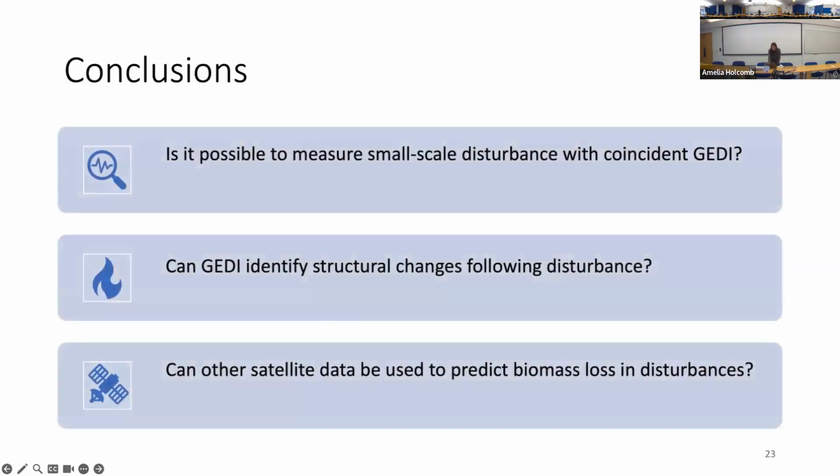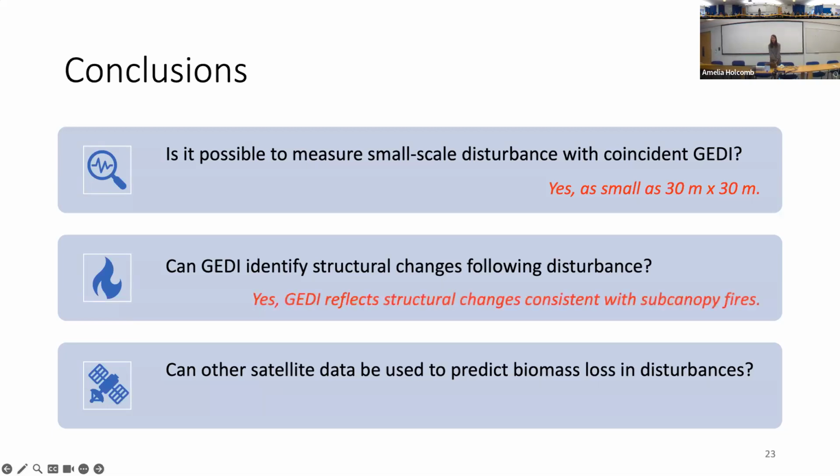Okay, so in conclusion, GEDI can measure biomass and canopy height losses in non-stand replacing disturbances at least as small as 30 meters by 30 meters using this methodology. We were able to use GEDI to peek under the canopy and measure 3D structural changes following burn events. And we think the coincident shot data set might allow us to extrapolate to disturbances that were observed only by Landsat, but we think there's a lot more work to do here.